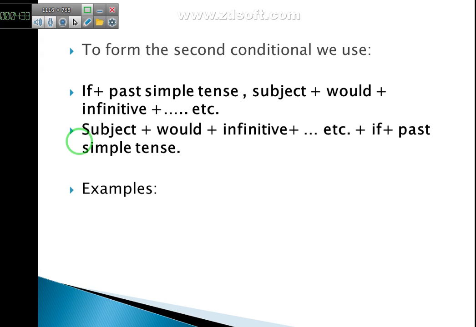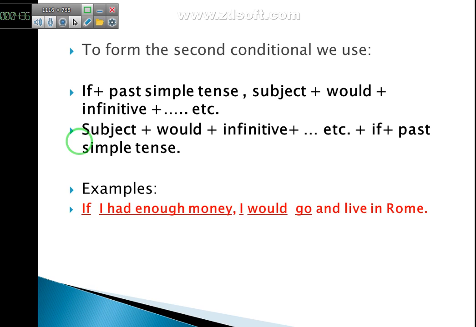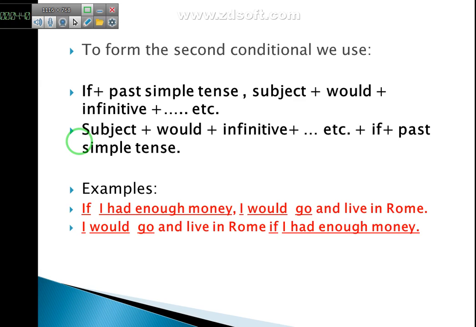Let's see the examples. If I had enough money, I would go and live in Rome. I would go and live in Rome if I had enough money.